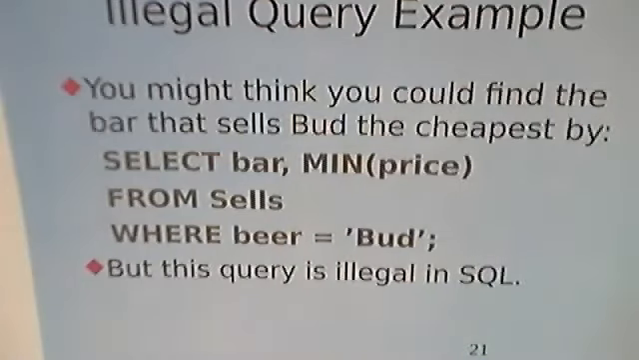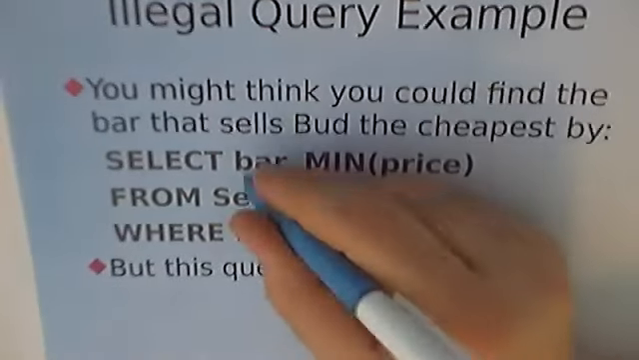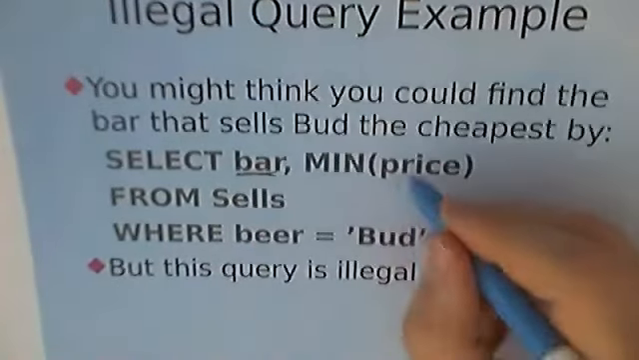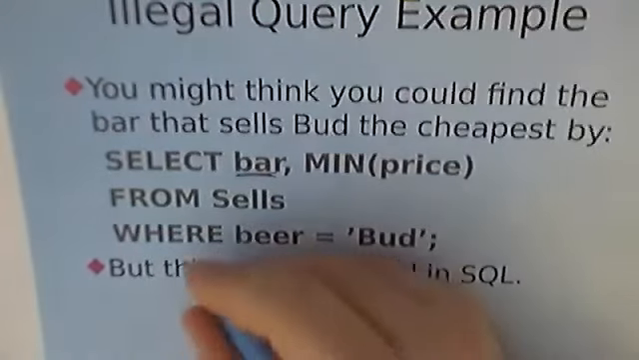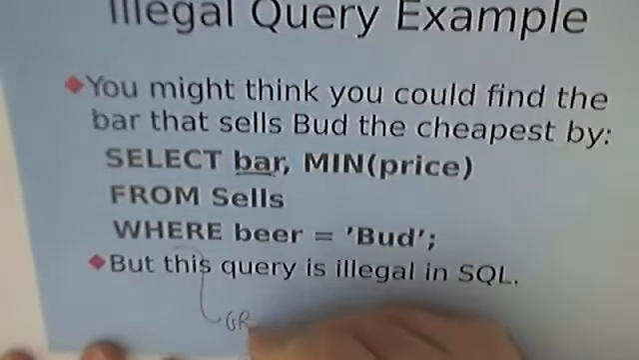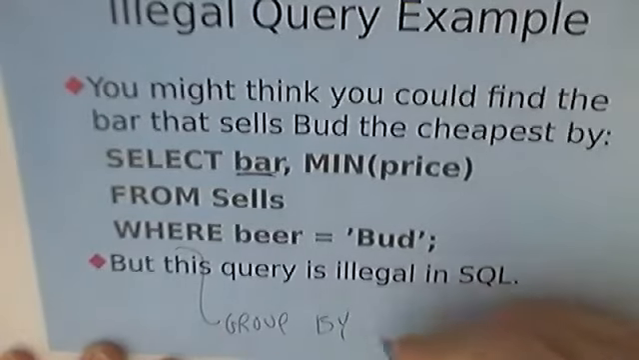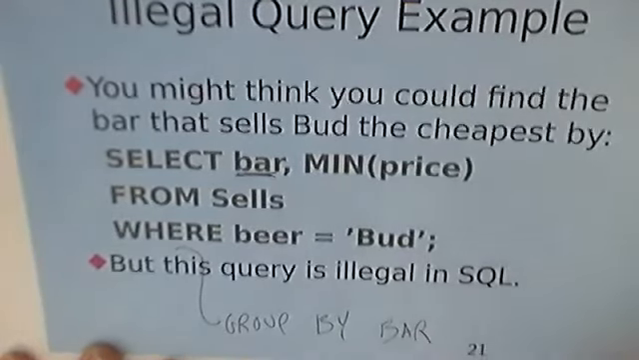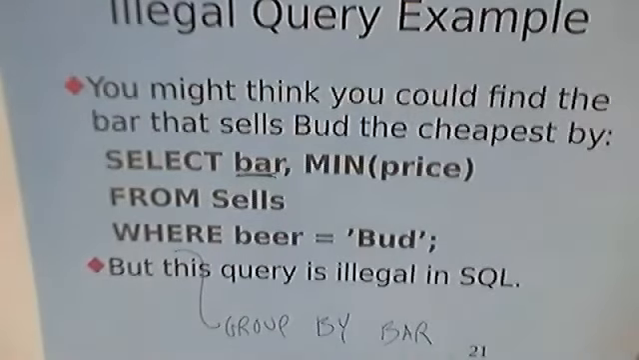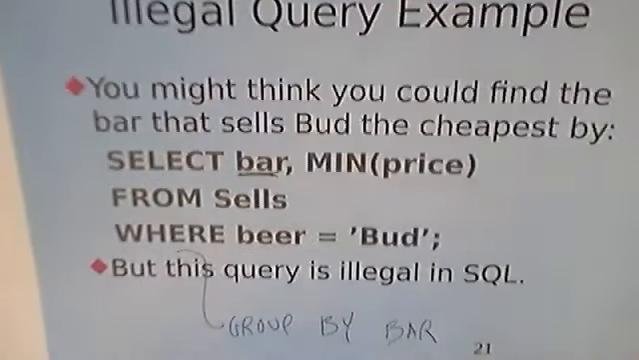What happens is anything that you have up here that's not part of an aggregation has to be part of a group by. All right, so group by bar, that will give you the, let's see here, group by bar. Is that the way I want to do it?